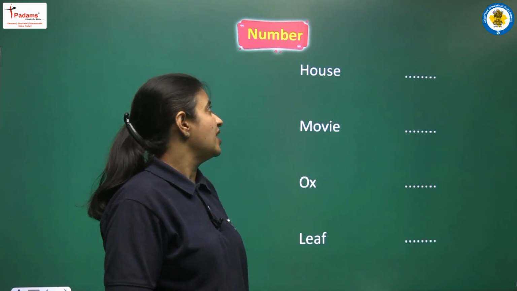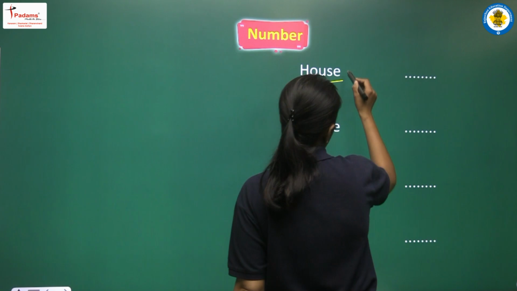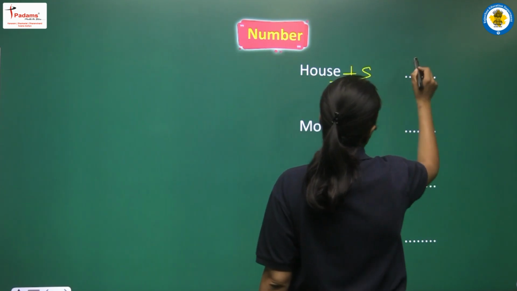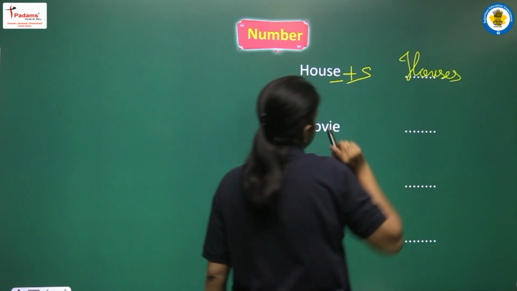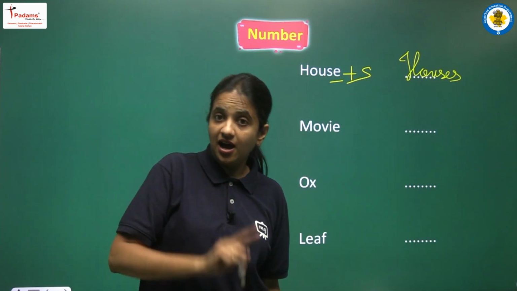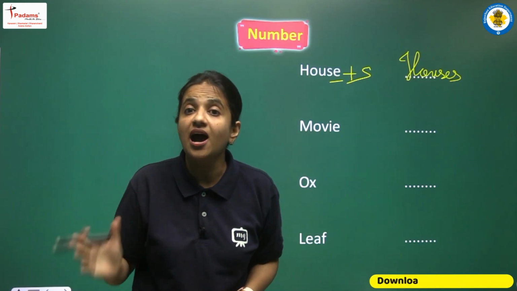Moving on, next we are having house. So we are having E at the end of the spelling. So we just add S here and it will be houses. So house, yes, we are talking about one single house, and houses, now we are having more than one house.